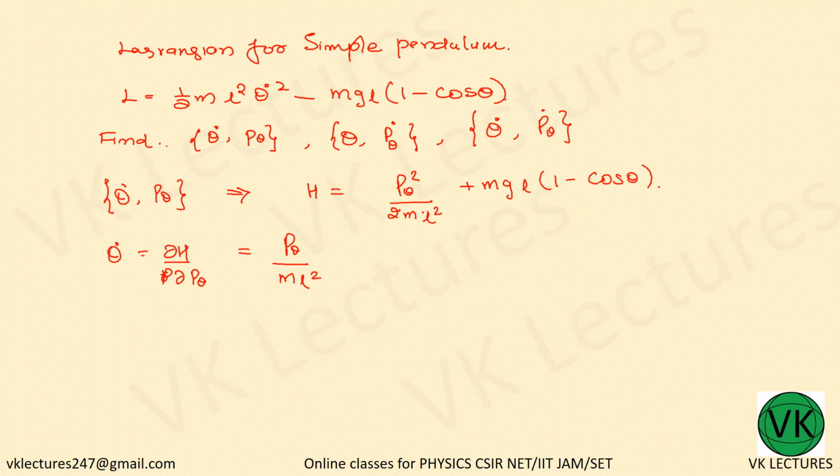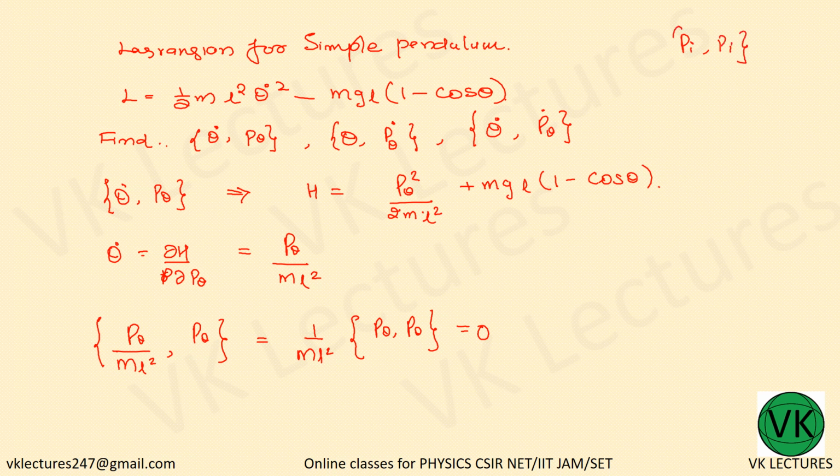And we need theta dot comma p theta. So theta dot is p theta by ml squared comma p theta. So the commutator is nothing but 1 by ml squared times the bracket of p theta comma p theta. Now that is equal to 0. So that comes under the property that the bracket of p_i comma p_i is equal to 0.